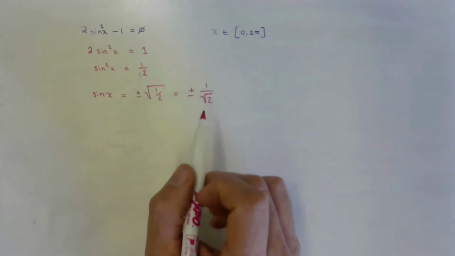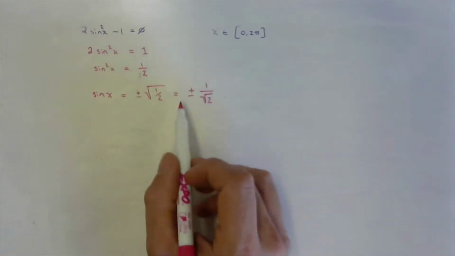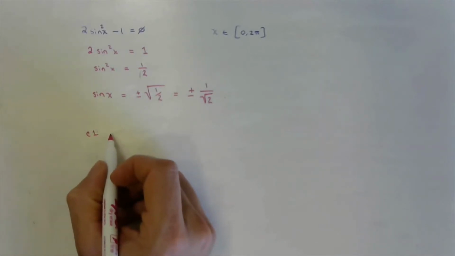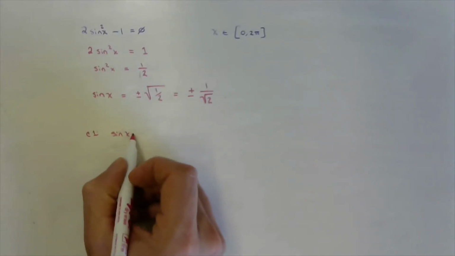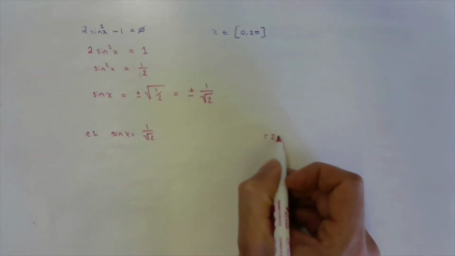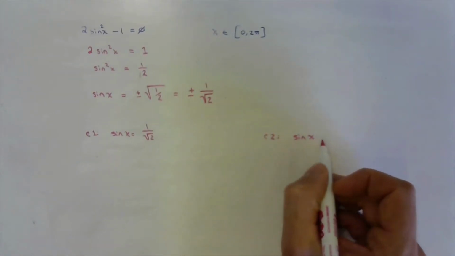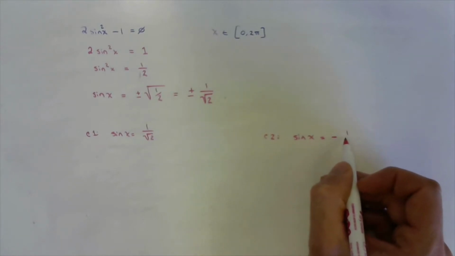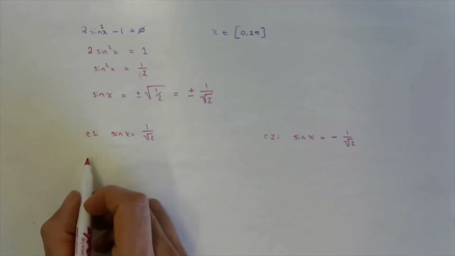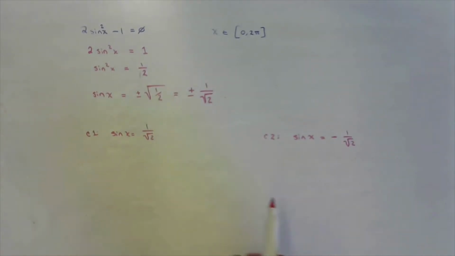Okay, so now let's consider the two answers that we have. In case 1, we have the sine of x equals 1 over radical 2. In case 2, we want to deal with the sine of x equaling negative 1 over radical 2. Well, from your unit circle, you can go ahead and look at that if you don't have it in front of you. Otherwise, you can draw it.